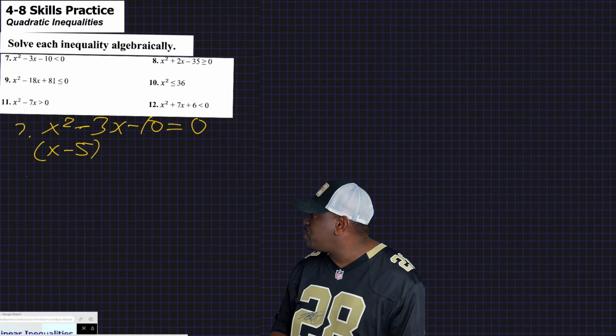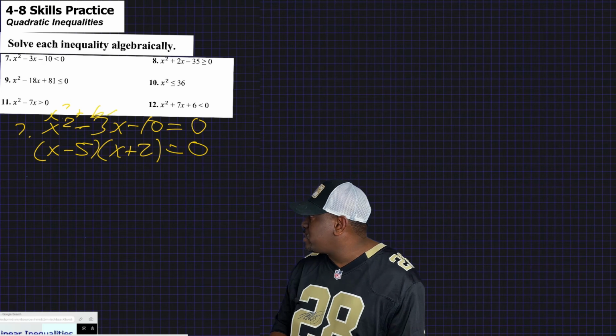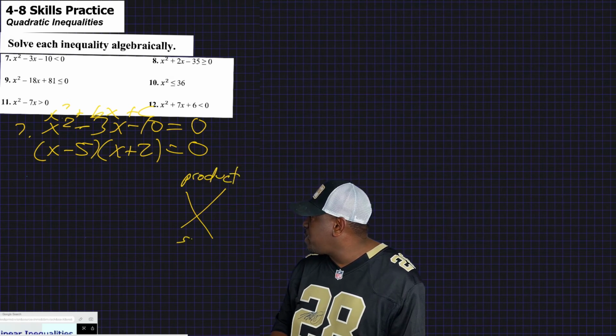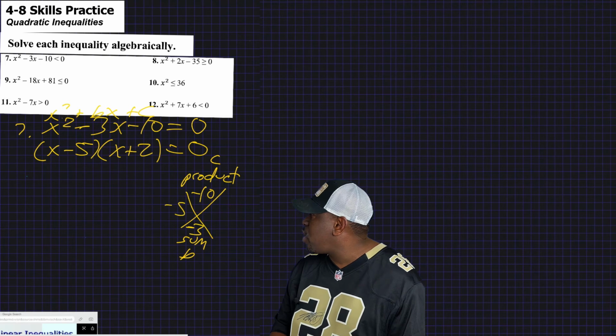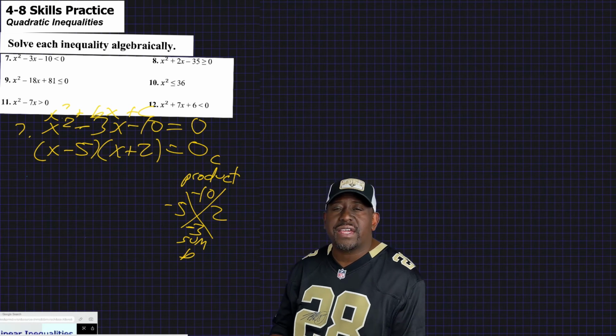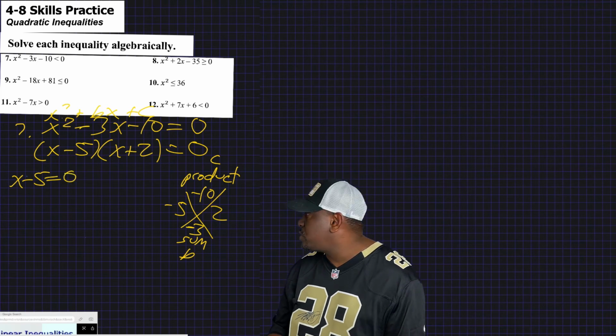So we go x squared minus 3x minus 10. Now, the problem says less than 0. We're going to set it equal to 0 because we want to solve it algebraically. And we factor it using the diamond method. And as you will see, it's popping up here. The product is -10. The sum is -3. We're looking for 2 terms whose product is -10 and whose sum is -3. Now it will be -5 and 2, because -5 times 2 is -10. -5 plus 2 is -3.